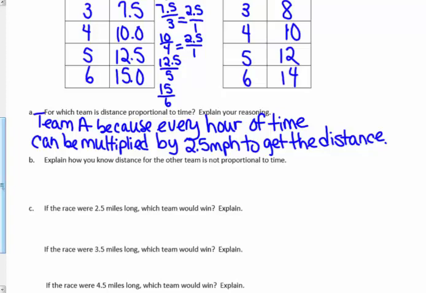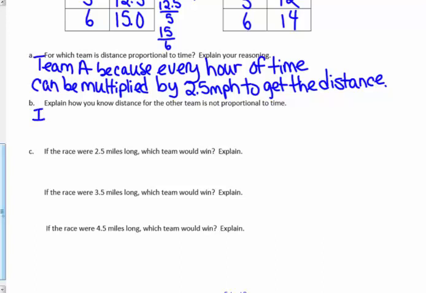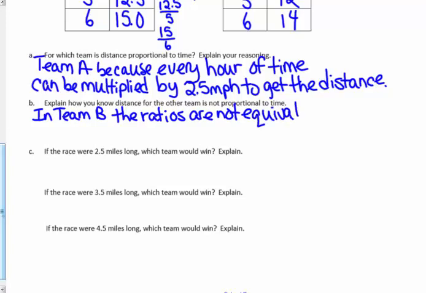Explain how you know distance for the other team is not proportional. In Team B, the ratios are not equivalent. How do I know that? I'm going to show you.